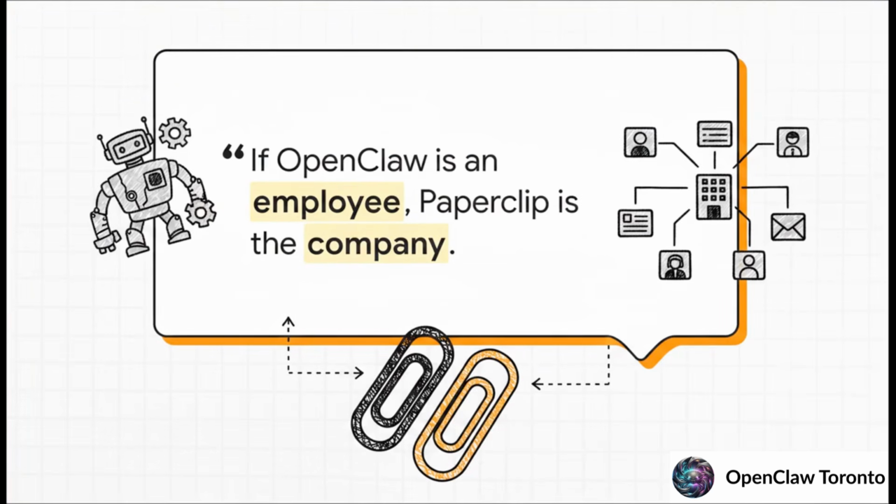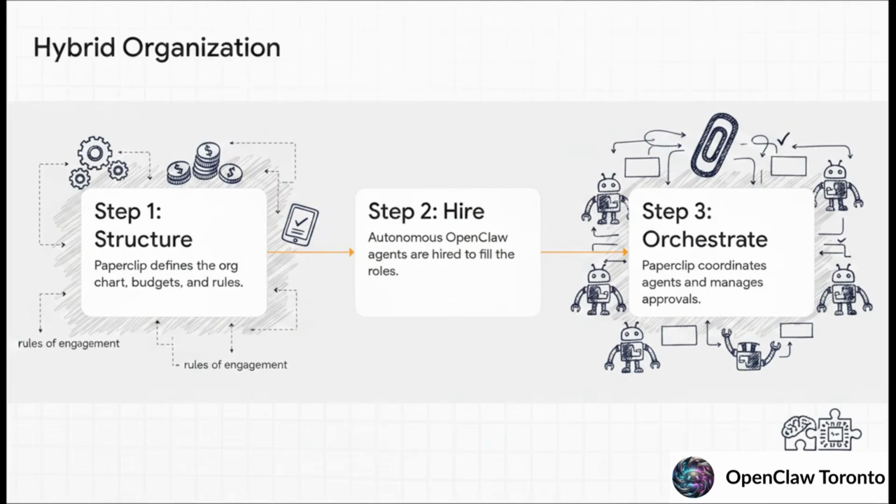I mean, this quote from Paperclip's own documentation just nails it. The people who made these tools don't even see them as competitors. They see them as two halves of the same puzzle, designed to fit together perfectly. So what does that actually look like? How do you build this hybrid organization? It's pretty straightforward, actually. Step 1, you use Paperclip to lay down the law. You build the company structure, the org chart, the budgets, all the rules. Step 2, you hire these super autonomous OpenClaw agents to fill the jobs on that chart. And finally, Step 3, Paperclip steps in as the manager, coordinating between all your new employees and handling approvals. It's really the best of both worlds.